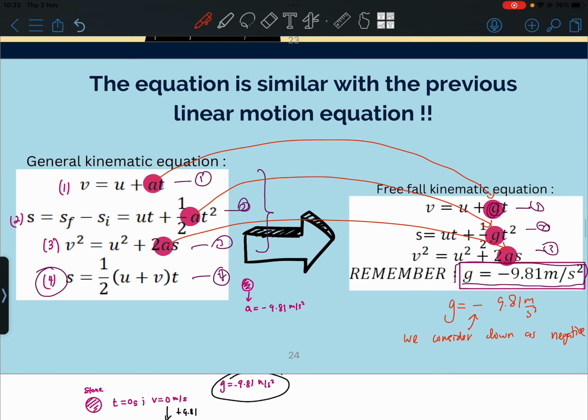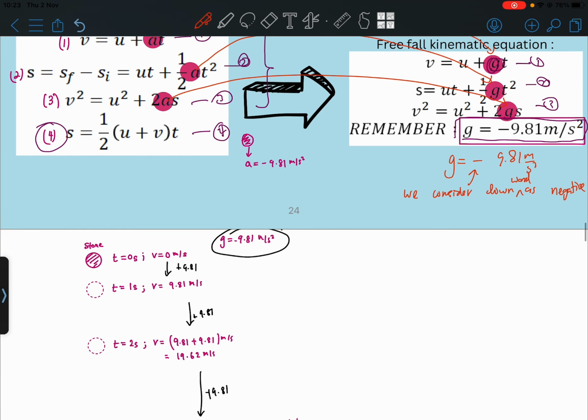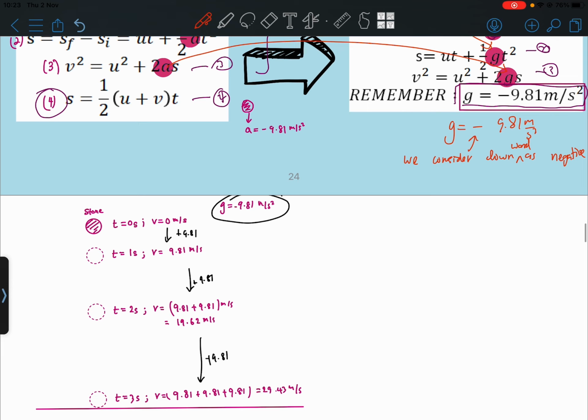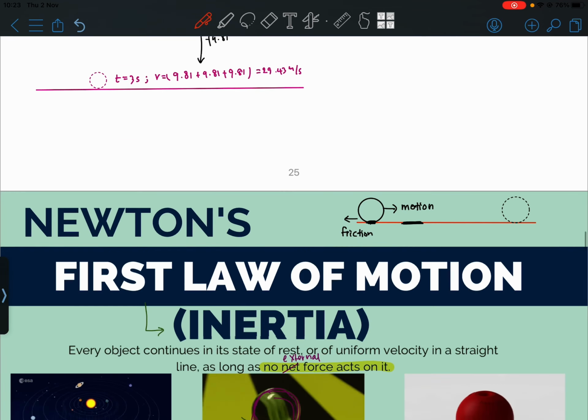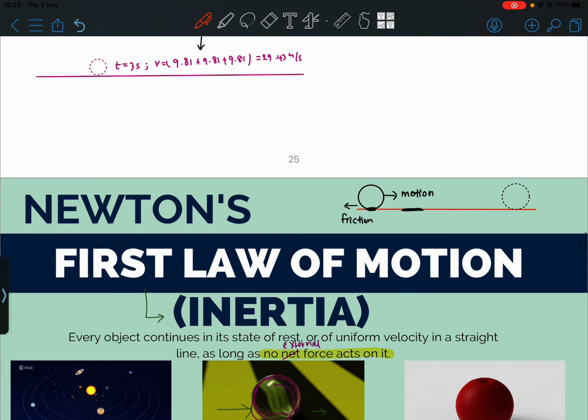We consider downwards as negative. You can also use g as positive, but you need to be consistent in your equation. Every time you assign the convention, you need to be consistent all the time. But for me, I prefer down to be negative.